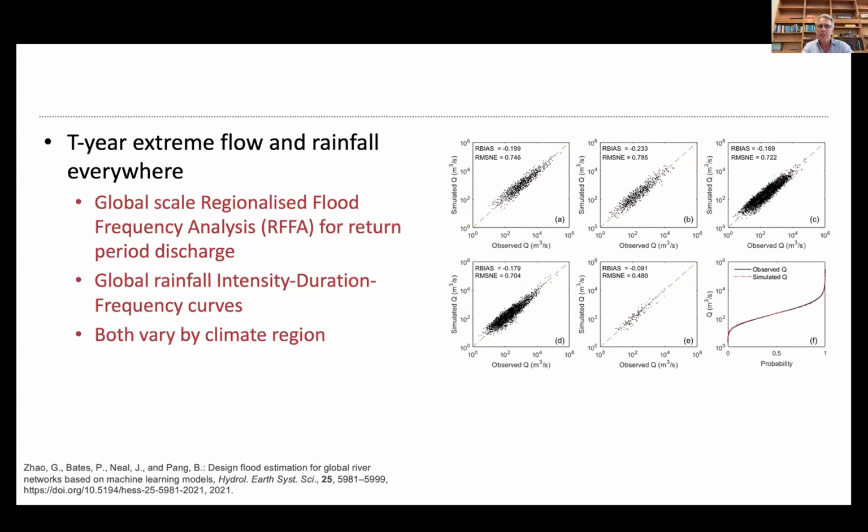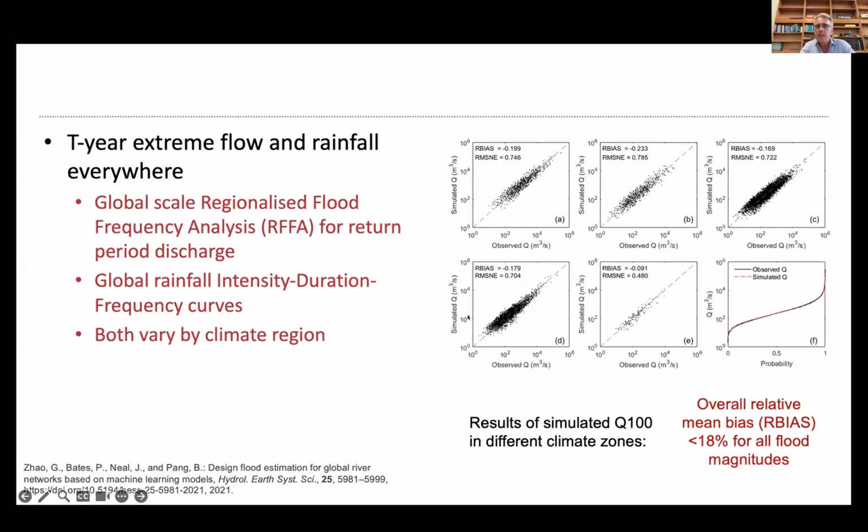So here's some work by PhD student Gang Zhao using machine learning to estimate design flood magnitudes based on catchment characteristics. So we take the set of global flow measurements that we have, and we use random forest regression and other ML techniques to be able to extrapolate to places where we don't have river gauge information. These curves vary by climate, and as you can see, this is observed versus simulated estimates of the 1 in 100 year return period discharge in different climate types. And we get a mean bias here of less than 20% for all flood magnitudes.